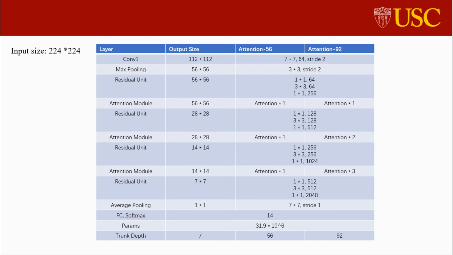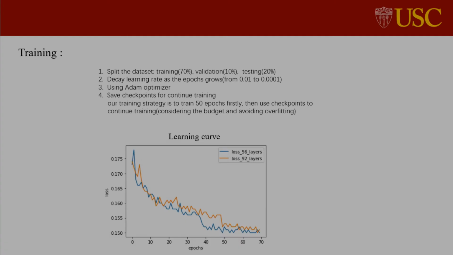Here are the details for our network. The input size is 224*224, and here are the output size, kernel size, input channel, and the stride for each layer. And after the softmax we got 14 binary classifications to show whether each disease is positive or not.